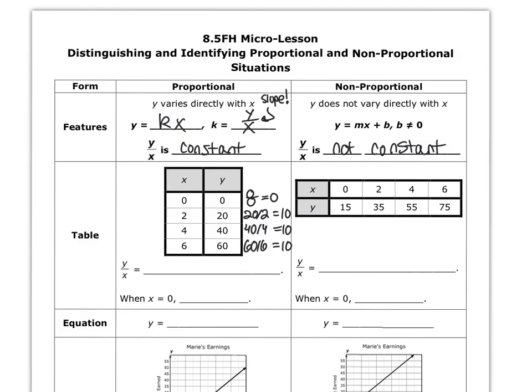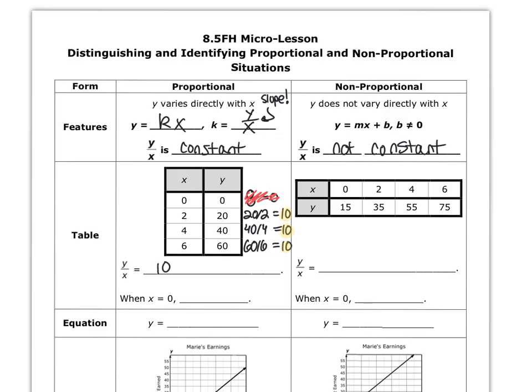So you notice that I have 10 3 times, right? And then I have this 0 on top. So I don't want you to use 0 over 0 to calculate your rate of change for a proportional linear relationship. The 0 row doesn't count when we are talking about the ratio of y over x. In this case, we're going to say y over x equals 10.